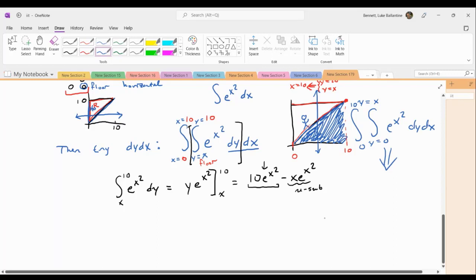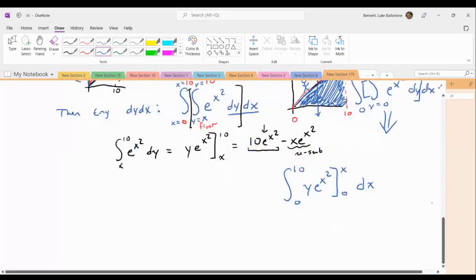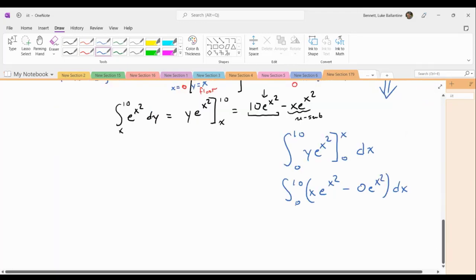So this is of course the integral from 0 to 10. The inner one has the same antiderivative, since we didn't change anything with the function: y e to the x squared. Then we evaluate this from 0 to x, and put a dx. Then this is the integral from 0 to 10 of x e to the x squared minus 0 times e to the x squared dx. So it's the integral from 0 to 10 of x e to the x squared dx.